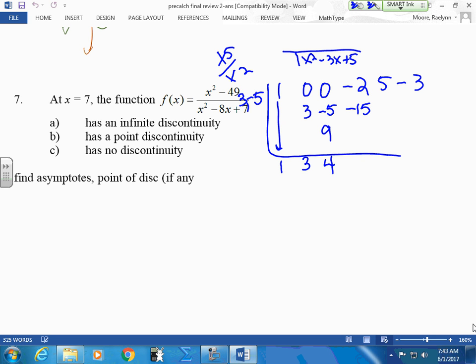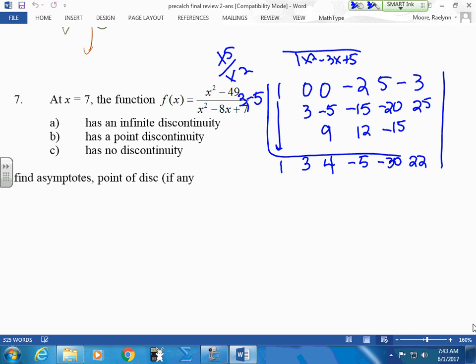Do it again. 3 times 4, go to the right. Negative 5 times 4, go to the right. Stop and add this one down. Negative 5. Yep, negative 5. Negative 5 times 4 is negative 20. Now, 3 times negative 5, negative 15. Negative 5 times negative 5, 25. When you're at the end, just add everybody down. So this becomes negative 30, and this becomes 22.